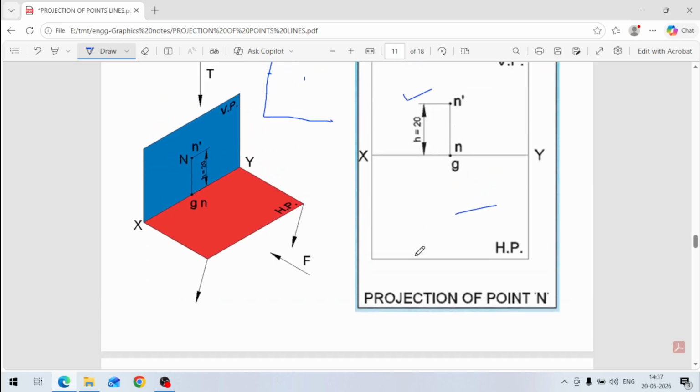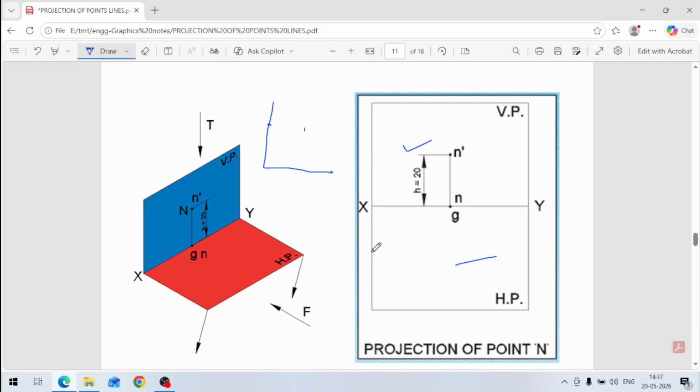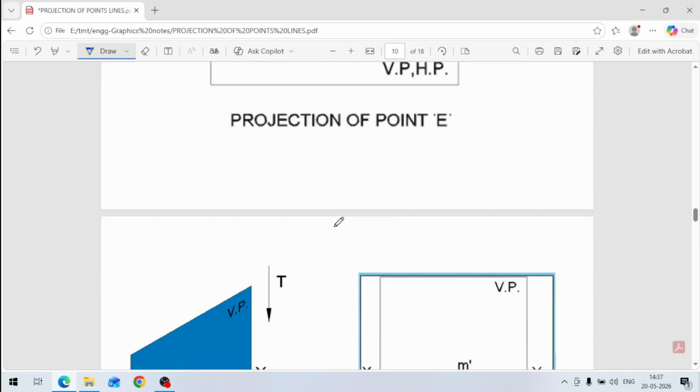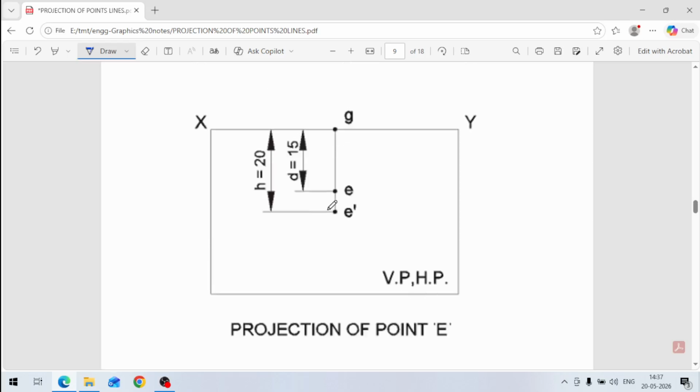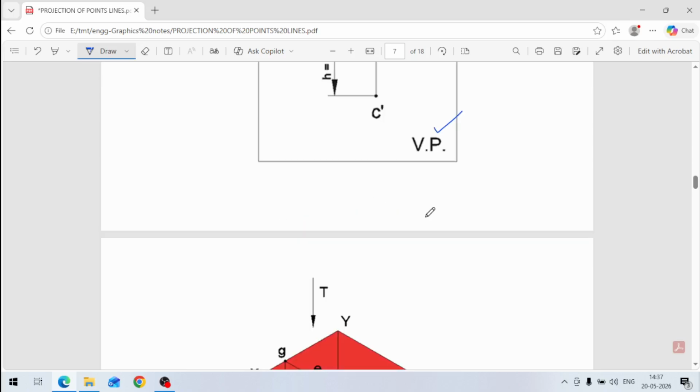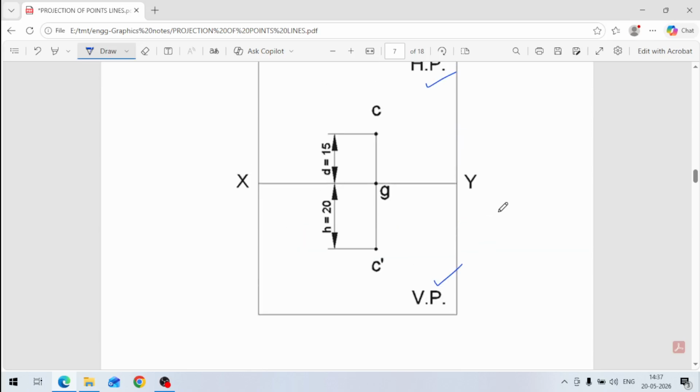So this way, I think it's clear to you how the projections of a point are in different planes, whether it is in one plane only, or in both the planes. These are the projections in all the quadrants we have seen here. I think it's clear to you.